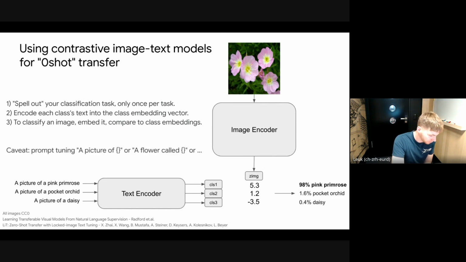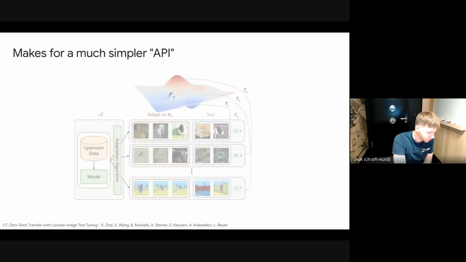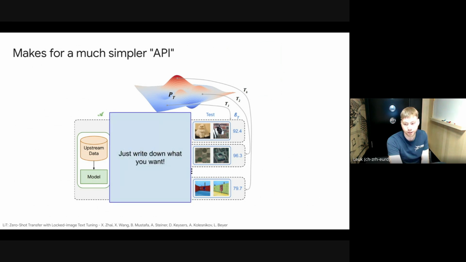Of course, you may also know it's not always just that simple. You need to nicely decorate these texts, and there is a whole prompt engineering that goes into it. It's better to write a picture of a flower called pink primrose than just pink primrose. But hopefully, this is something we'll get over at some point as a community. Now, that's the cool thing, right? In this setting that I presented before, this whole step of adapting and needing the training set per task just goes away. And we just write down what we want as the new task.